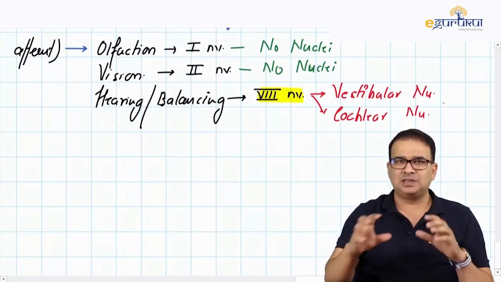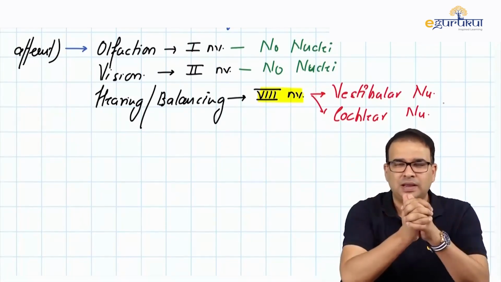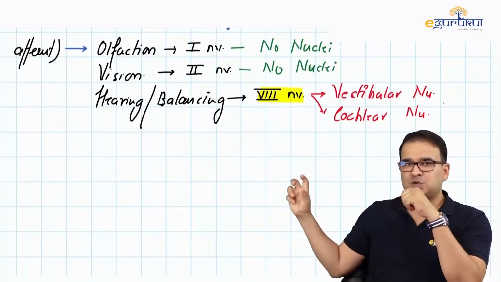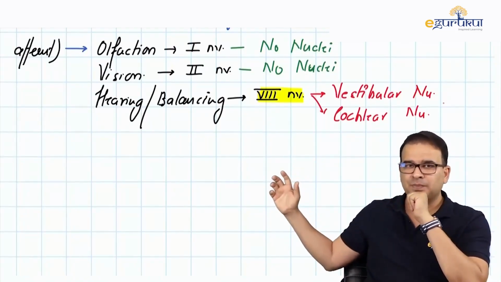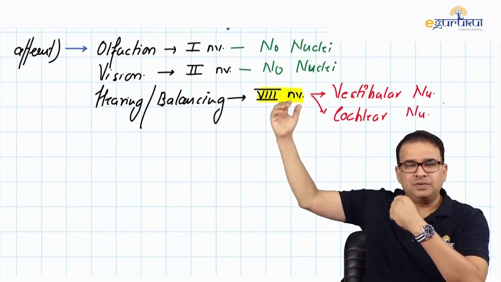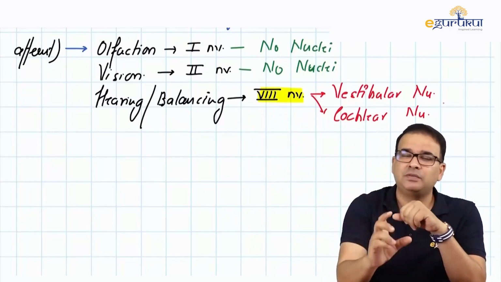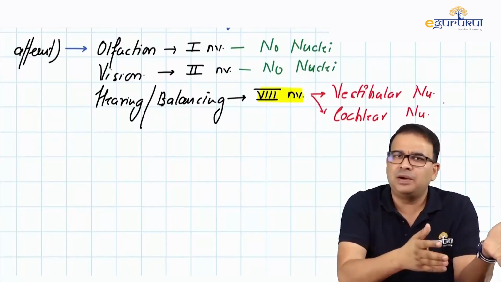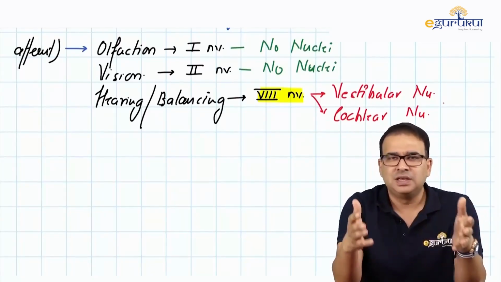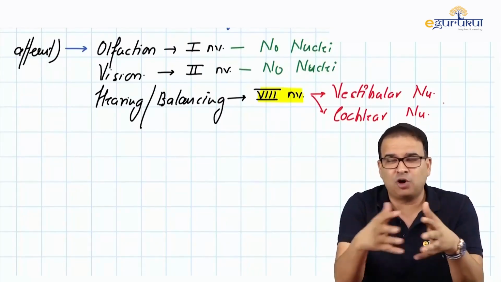We'll see where they are present in the brainstem. In the brainstem, there are nuclei called vestibular and cochlear nuclei. And this gives rise to an important MCQ here. If the question says that olfactory nerve, optic nerve, and vestibulocochlear nerve come under which column, then you will say they come under the SSA column. All the three nerves, all the three types of sensation, come under the SSA column.